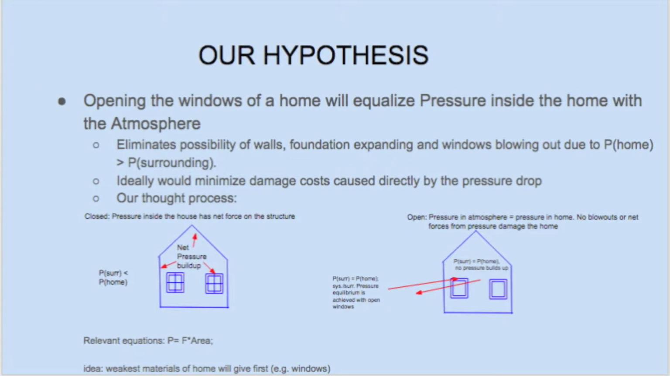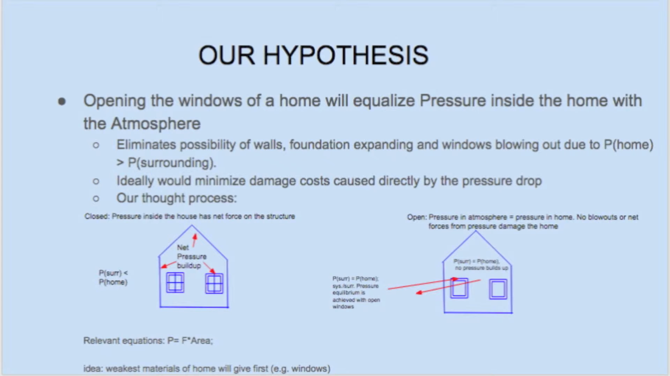Our group's hypothesis is that under reduced pressure conditions caused by a tornado, by opening the windows of a house, the pressure inside the home will equal the pressure of the atmosphere surrounding the home. As you can see in our schematic, this indicates that no pressure will build up inside the house, causing damage and possible blowouts of the windows and the foundation to expand.